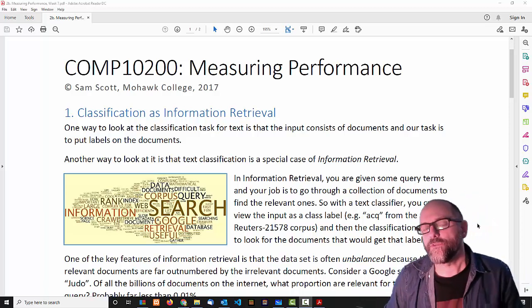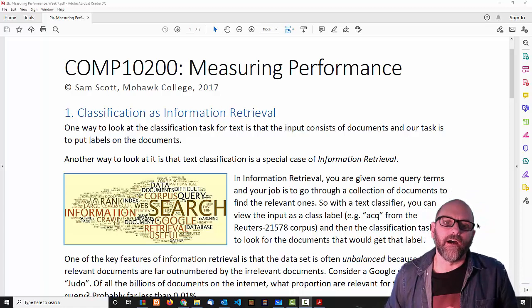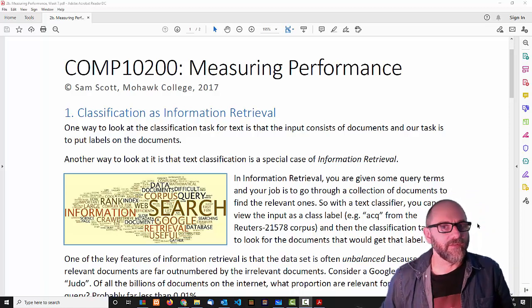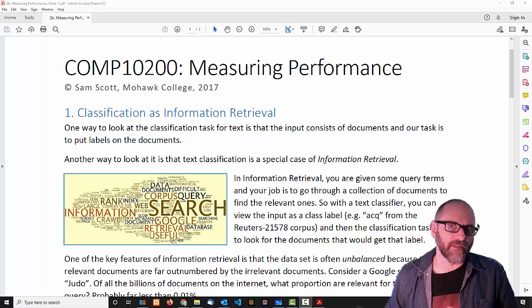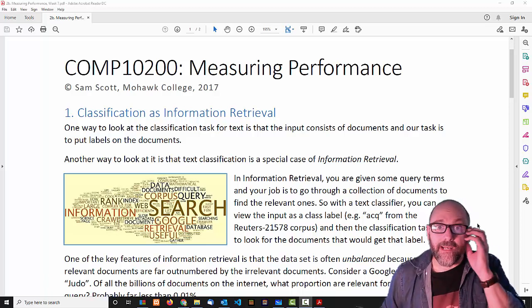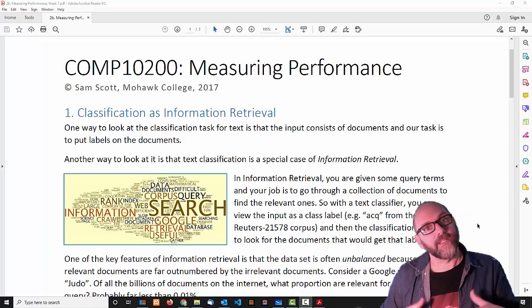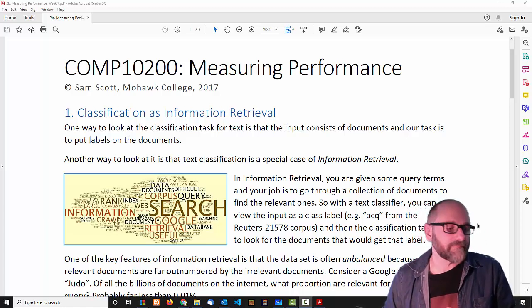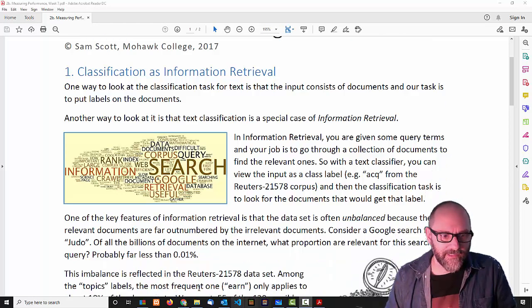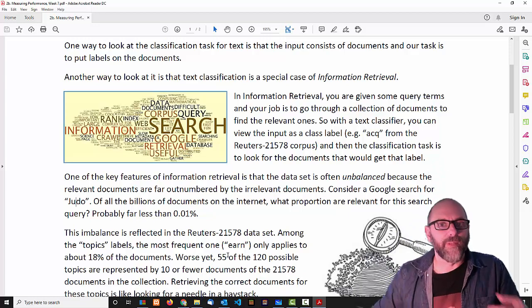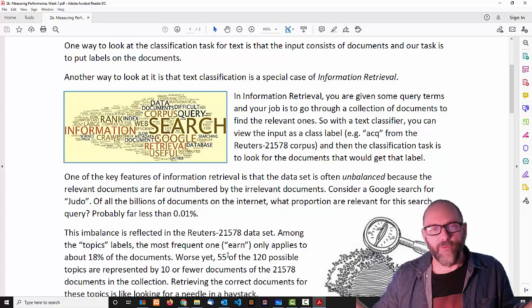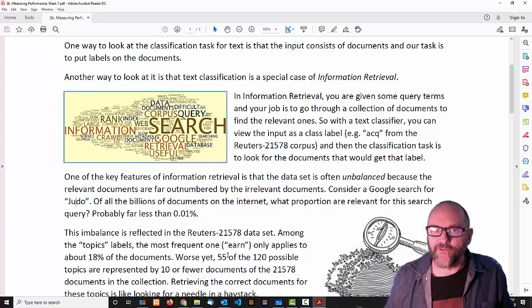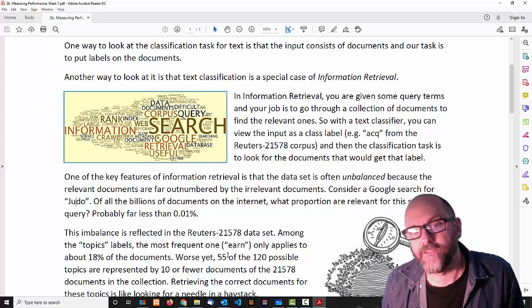And one issue that information retrieval has, which is not just an issue related to information retrieval, is an issue that comes up whenever you have a really unbalanced data set. And this just happens to happen a lot in information retrieval. Like if I'm doing a Google search for, I think one of my examples here is judo, the martial art. There are billions and billions of documents on the internet. What proportion of them are going to be relevant for this search? Probably almost none, right? So it's a really unbalanced data set.